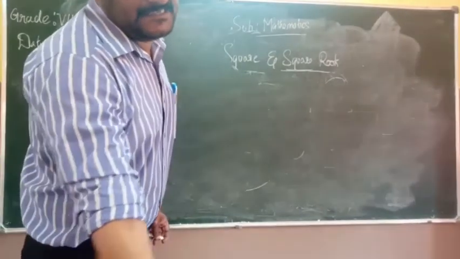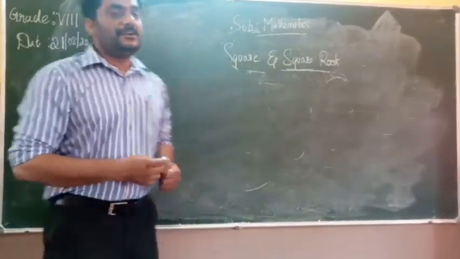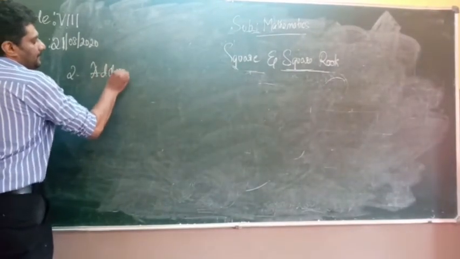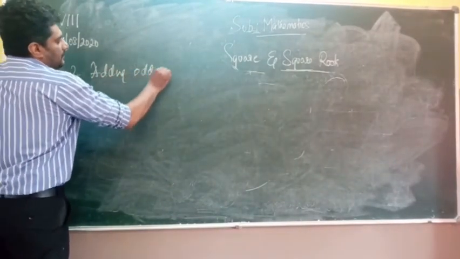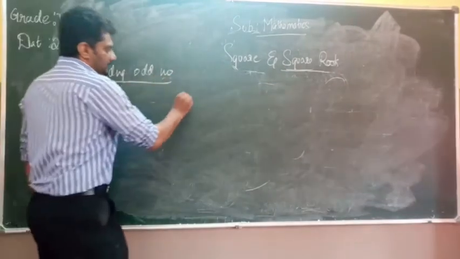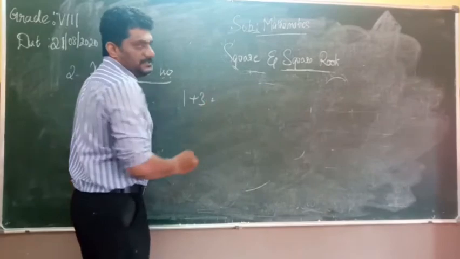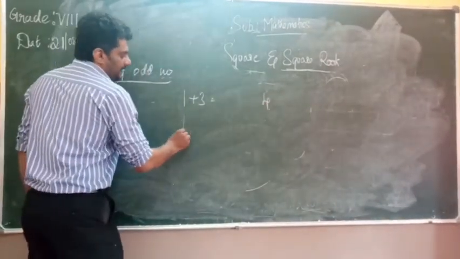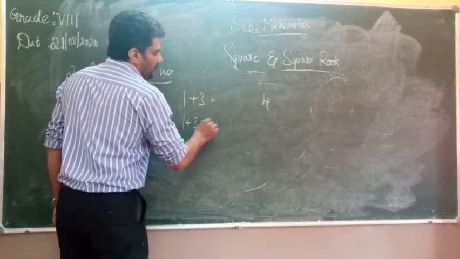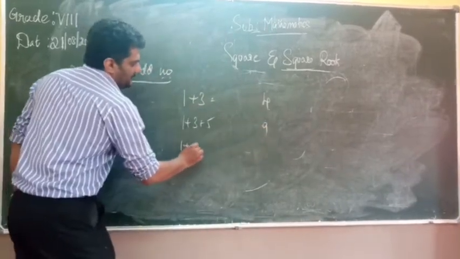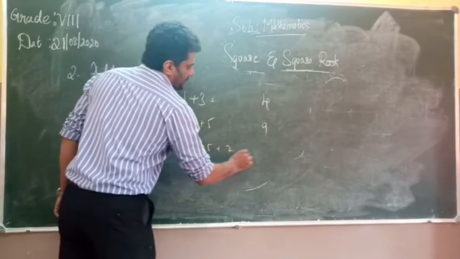Now the second pattern is about adding odd numbers. Adding odd numbers is nothing but 1 plus 3. How much? That's 4. If I add 1 plus 3 plus 5, how much? 9. 1 plus 3 plus 5 plus 7, how much?